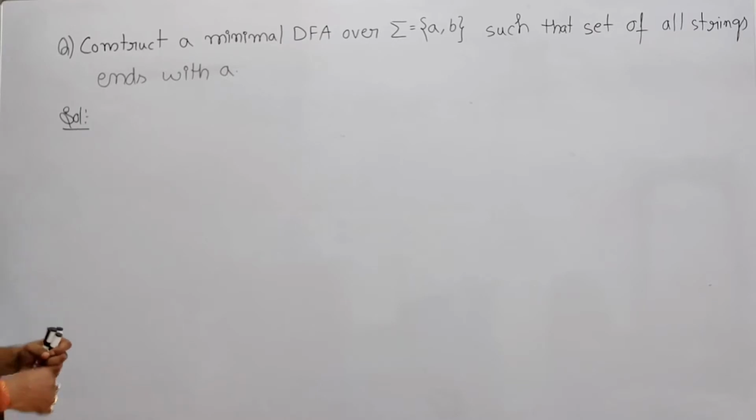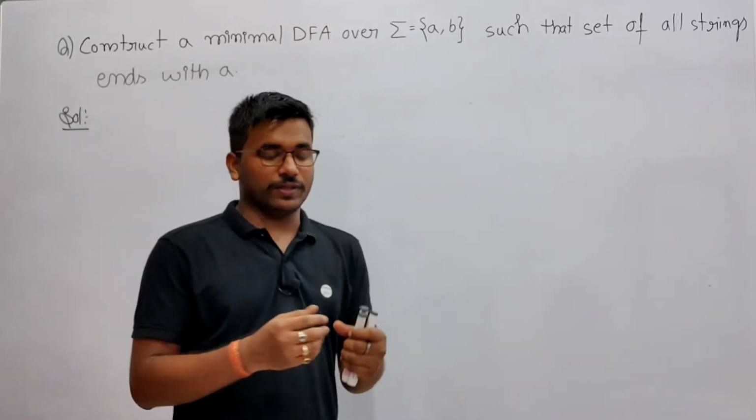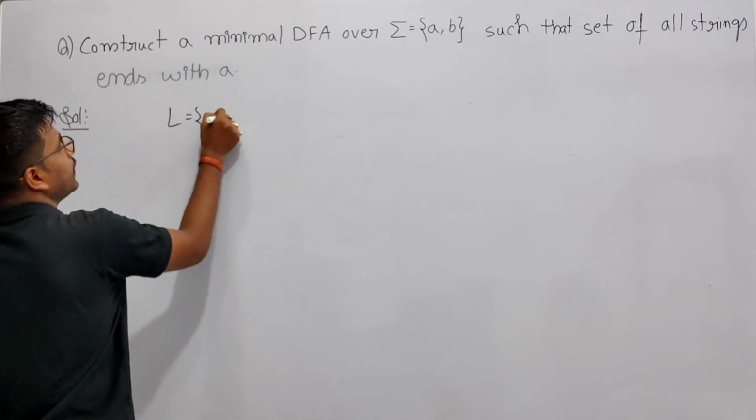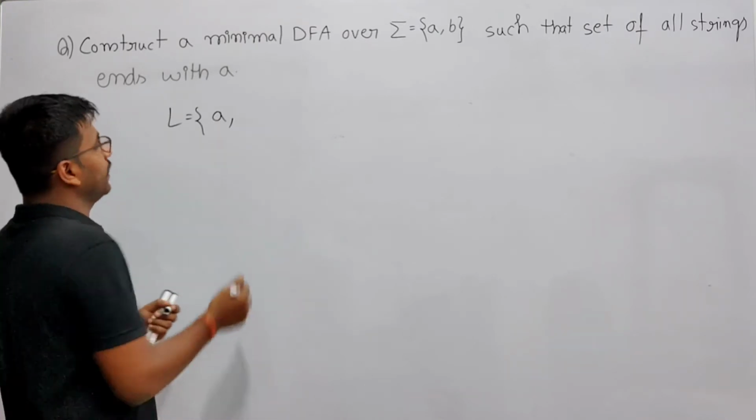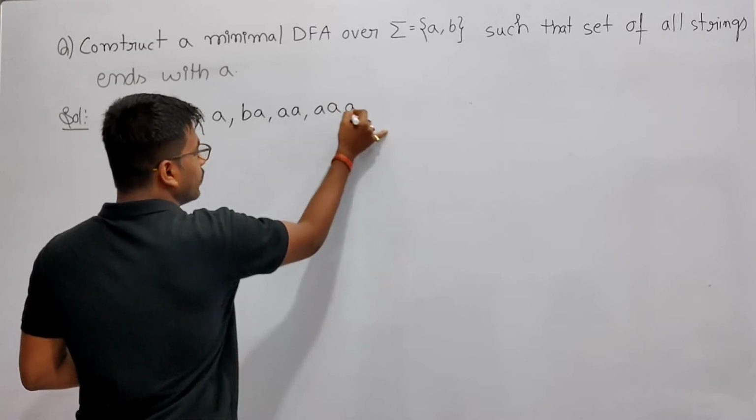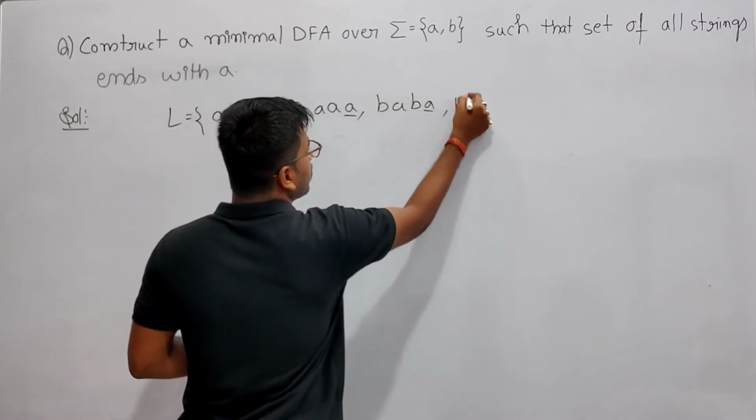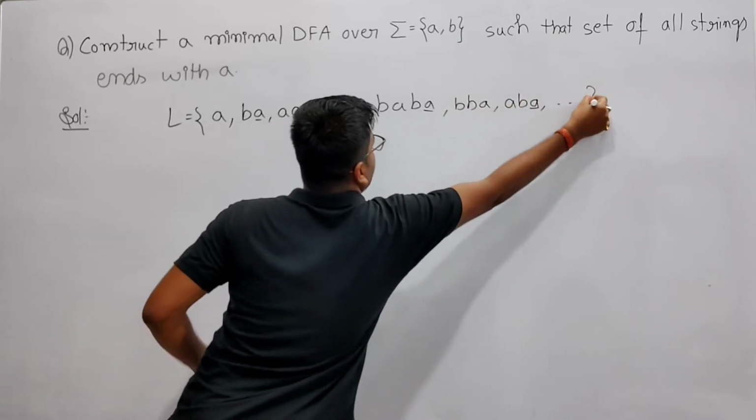Now see, construct a minimal DFA over sigma {a, b} such that the set of all strings ends with a. Now we will accept strings which end with a, like L equal to a. It is a string which ends with a. Even though it is starting with a, it also ends with a. Ba, any number of a's ending with a only. Ba, then bba ends with a. So aba ends with a, like this.